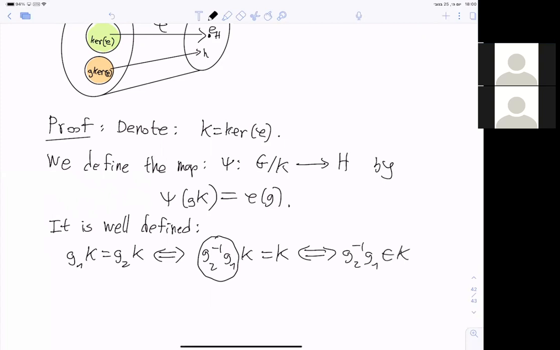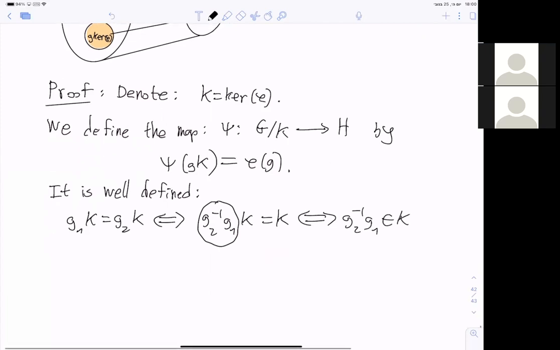Because if it wasn't in K, then it wouldn't be the trivial shift. In other words, what is K? K is the kernel. That phi of g2 minus 1 g1 is e of H. This is what it means to belong to K.